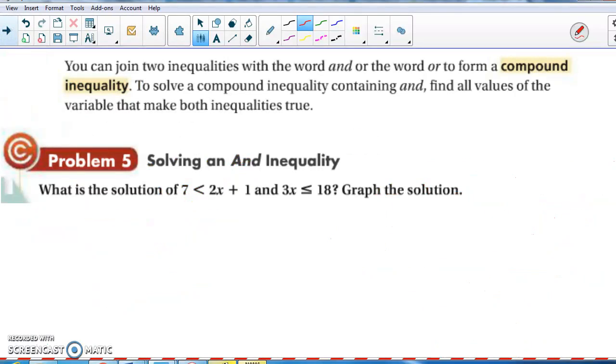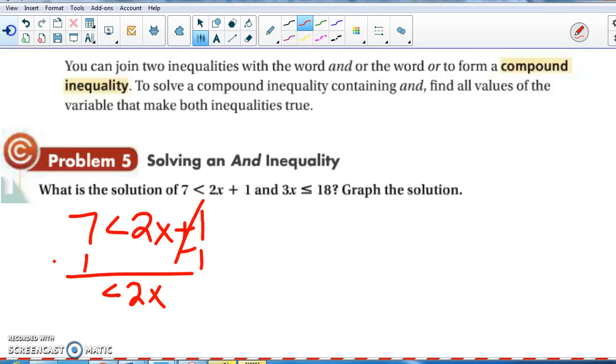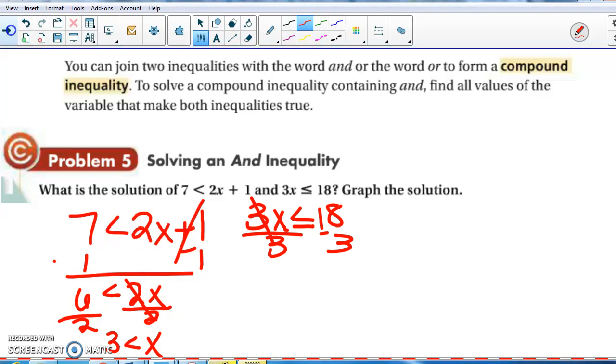You can join two inequalities with the word and or the word or to form a compound inequality. To solve a compound inequality containing and, we find all of the values of the variable that make both inequalities true. So what is the solution of 7 is less than 2x plus 1 and 3x is less than 18? We're going to graph the solution. So we're going to solve both separately. 7 is less than 2x plus 1. x is greater than 3 for the first inequality. Then we want 3x is less than 18. Divide by 3. x is less than or equal to 6.